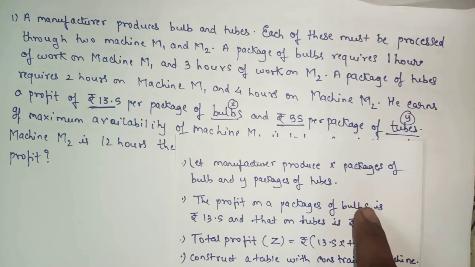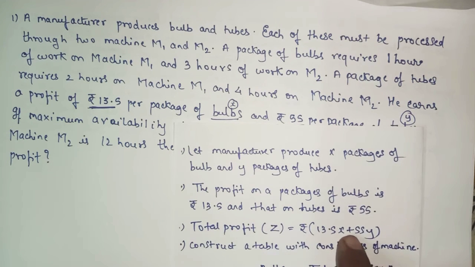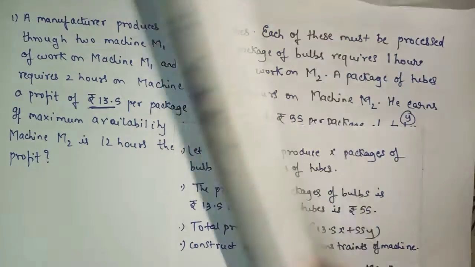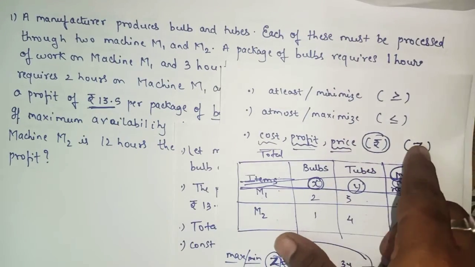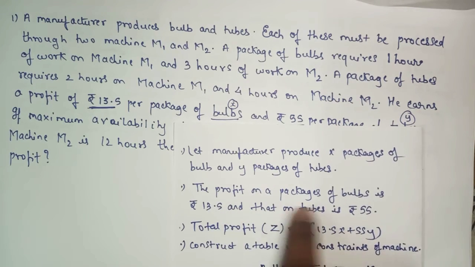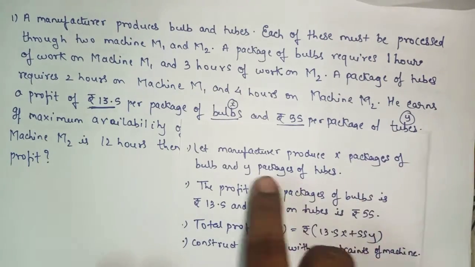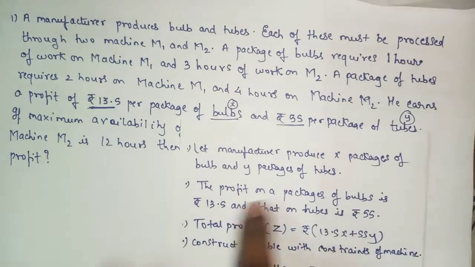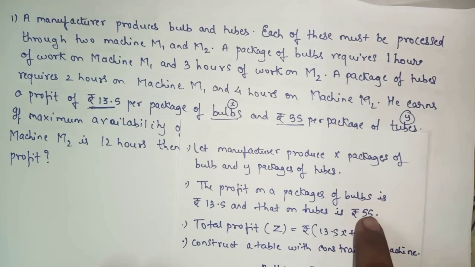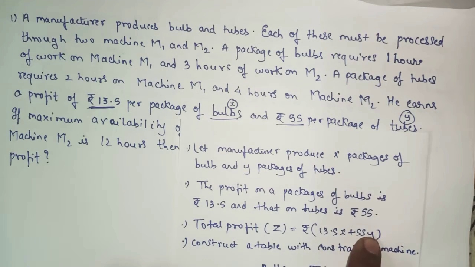That we will write. After that, the total profit we have to find. Whenever the word total comes, remember plus will always come, okay? So total profit, as I told, cost, profit, price indicate the value of z. So z will be the total of these two. So 13.5 is for bulb, and for bulb we took x, so this will be 13.5x. Rupees 55 is for tube, and for tube we took y, so this will be 55y.